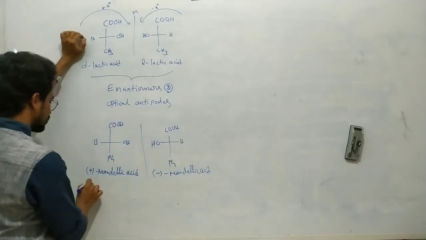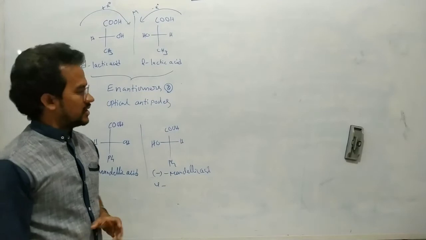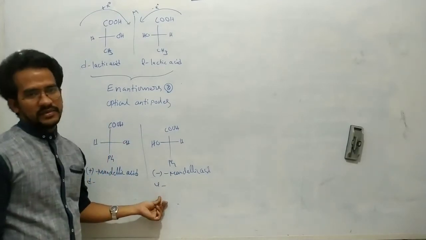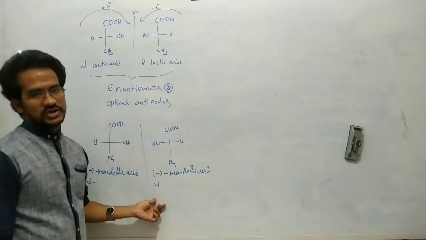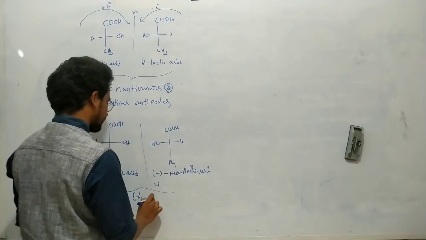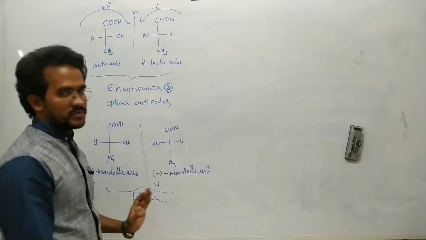That means one is dextro and the other is levo. Generally, we cannot say which is dextro and which is levo. Let us say if one is D, the other is L. So again, these two are the enantiomers, the pair of compounds which are mirror images and non-superimposable.